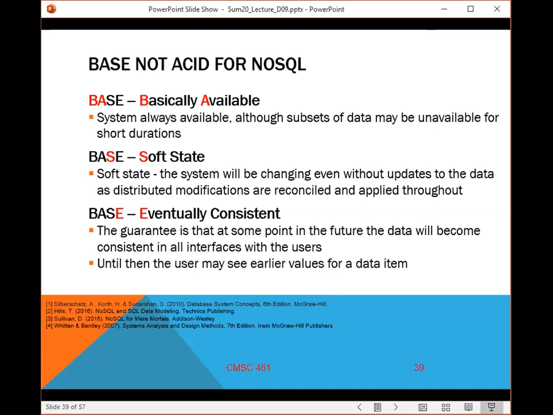Now, NoSQL databases use a different set of guidelines than ACID that we just looked at in the last slide. The guidelines they use are basically available, soft state, eventually consistent. Soft state means copies of the data item may be inconsistent, and basically available means that you're going to have a system that's available. That's very important in these types of applications, more important than immediate consistency.